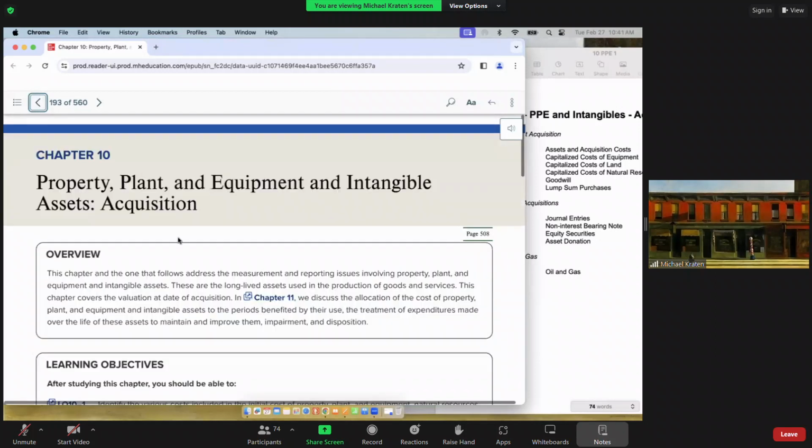This is all about PP&E, which is property, plant, and equipment, as well as intangible assets. Another way of referring to this chapter, they are long-term assets. You don't expect to get rid of them within 1 year. You expect to hold on to them for a while.